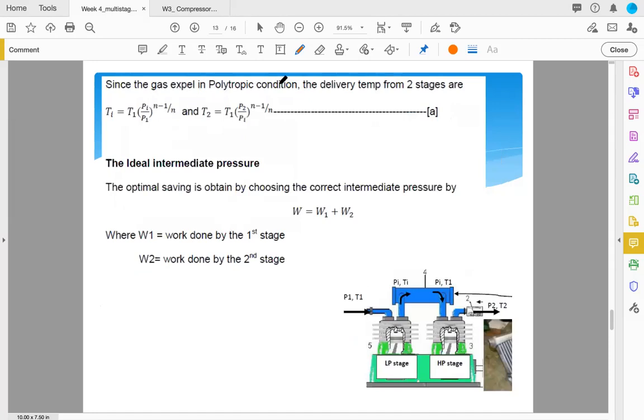Since the gas expels under polytropic condition, the delivered temperature from the second stage is T1 here, because this is polytropic compression, and T2 is polytropic compression as well. So therefore, we can use the polytropic equation to have this equation A for these two. So the optimum saving is obtained by choosing the correct intermediate pressure, by the total work of the compressor, which will be W1, the work done by the first stage, plus the second stage.